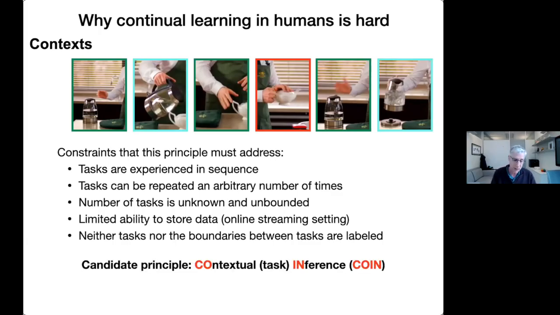And the principle I'm going to try and persuade you is the right way to think about this problem is that contextual inference becomes the core computation we have to think about to deal with this problem. And I'm going to talk about the model we've developed called the COIN model, which stands for contextual inference. And we've also called it COIN because it's a fully Bayesian probabilistic model. So we like the idea of the coin bringing in that probability nature.